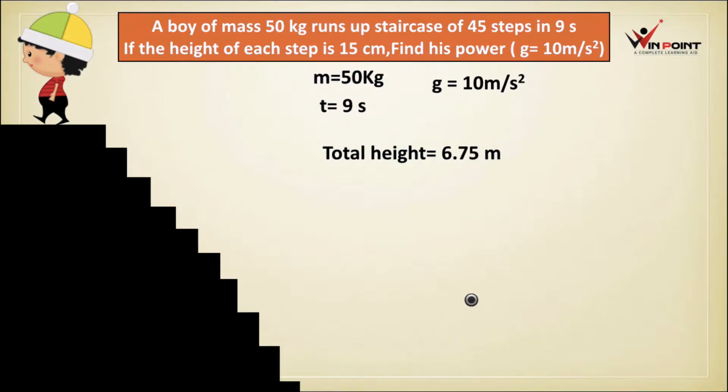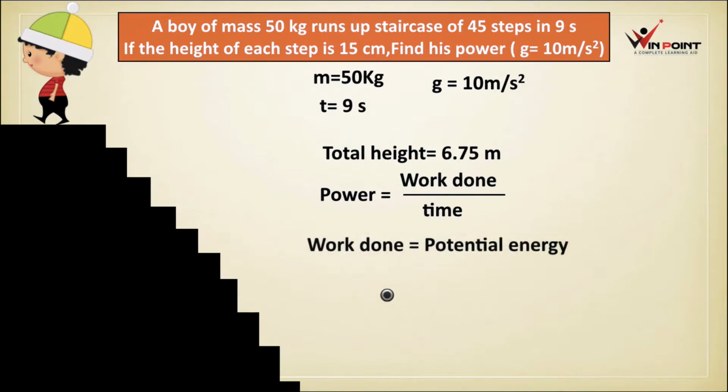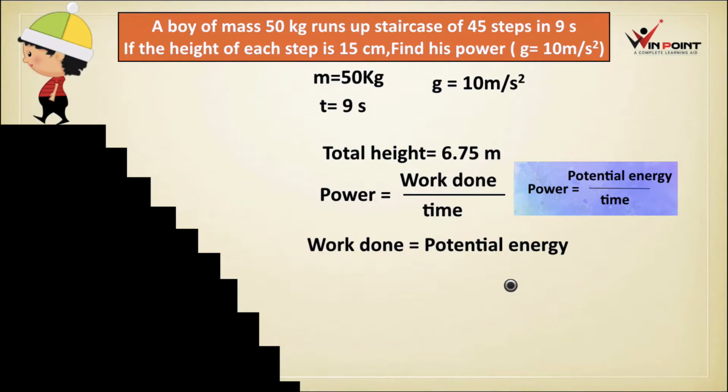What is the equation for power? Power equal to work done by time. Here the boy is climbing up, so work done will be equal to potential energy. So we can change the equation. Work done equal to potential energy. Power equal to mgh by t. Instead of work done, we are using potential energy, and instead of potential energy, we can use the equation mgh by t.